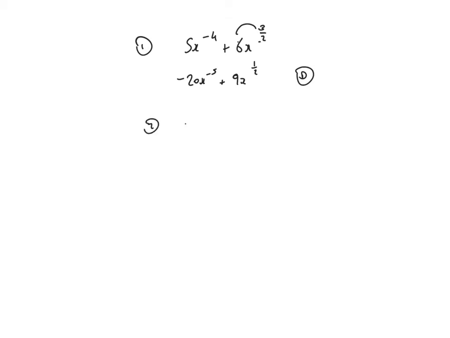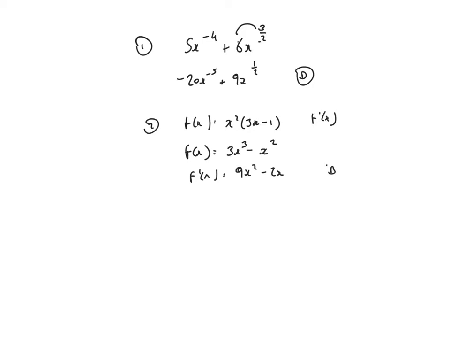Question 2, f of x equals x squared bracket 3x minus 1. And the question is asking me to find f dash x. First thing I need to do is prepare to differentiate by opening that up. That's going to be 3x cubed minus x squared. I can now differentiate. Bring the power down, multiply, take 1 away from the power, and that's 9x squared minus 2x, and that is option B.